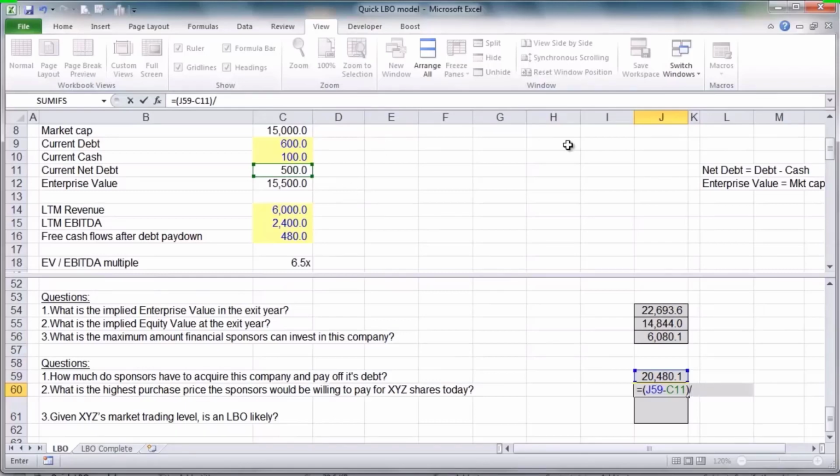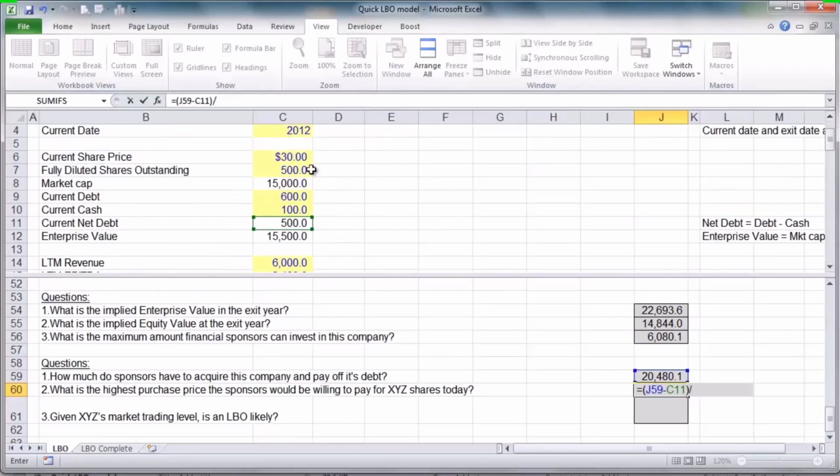We'll divide by shares outstanding. We have 500 million shares outstanding. And the highest price that we can offer on a per share basis for this company's equity is almost $40 per share. Again, I'm just taking enterprise value, less net debt. Of course, our implied enterprise value, the cash we have available today to acquire the company, to acquire its equity and pay off its debt.